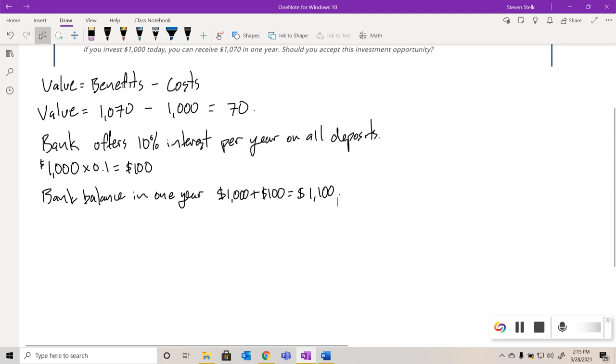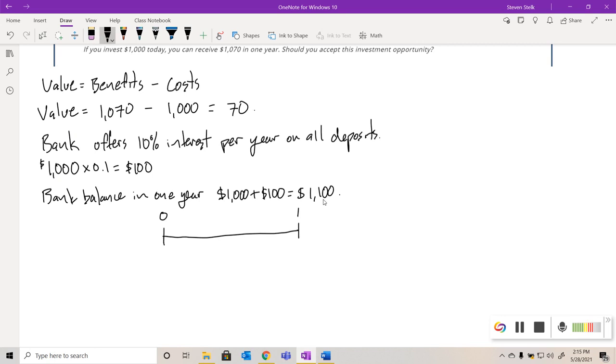Okay, now we can directly compare the benefits and the costs because we have cash flows happening at the same time period. Our benefit of the investment, the $1,070, happens in 1 year. And then in our bank account, if we instead put that $1,000 in there, we would have $1,100 in the bank. So let's draw both of these options on a timeline. Time period 0 is today. That's what happens up front. And then we'll use a 1 for 1 year. What happens 1 year from today? And so we have the investment. For the investment, we would give up $1,000 today, and we would receive $1,070 in 1 year.